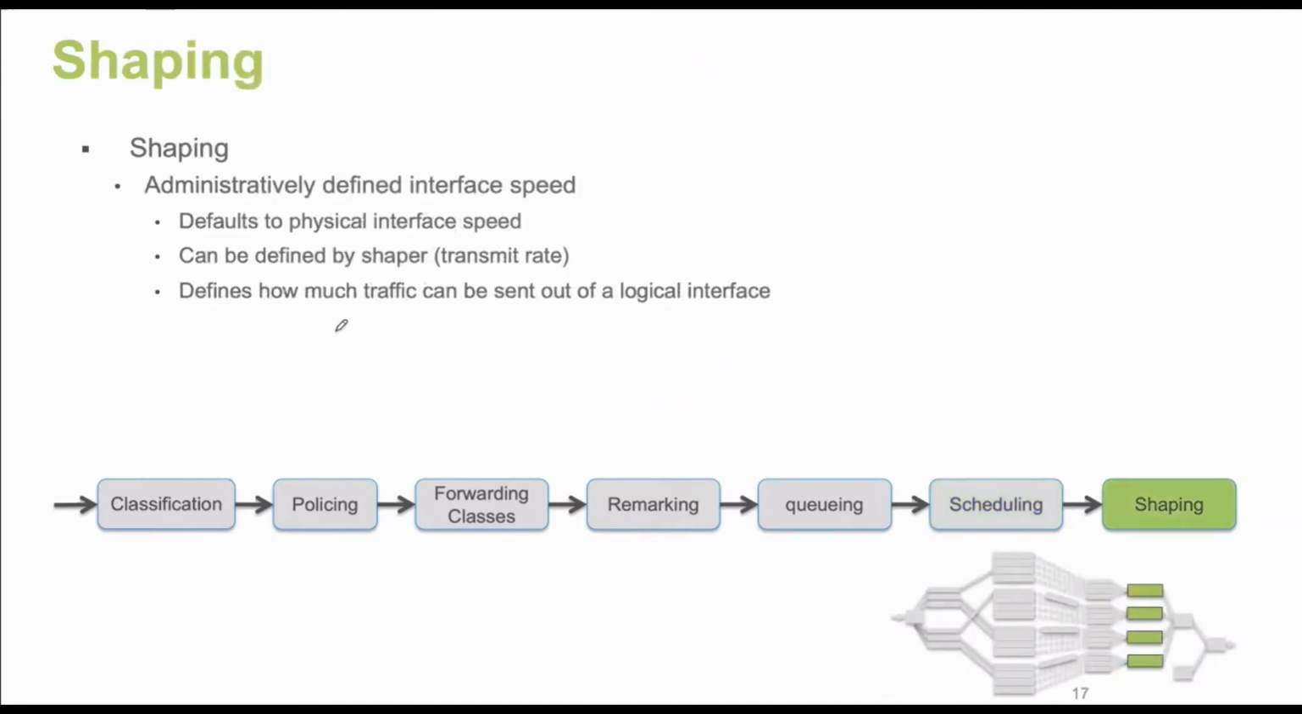Coming to the shaping values, we are going to administratively decide what the interface speed is. If I don't mention the interface speed, what is going to happen? By default, it is going to use the physical interface speed to calculate the bandwidth. By default, Versa assumes a 1 gig interface, so you have to explicitly change the shaping values.